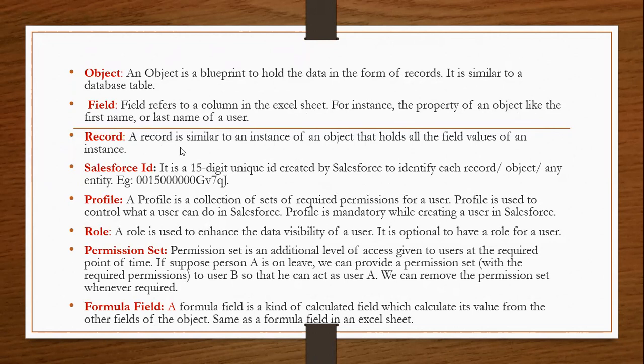Next, records. A record is similar to an instance of an object that holds all the field values of an instance. Next, Salesforce ID. It is a 15-digit unique ID created by Salesforce to identify each record, object, or entry.